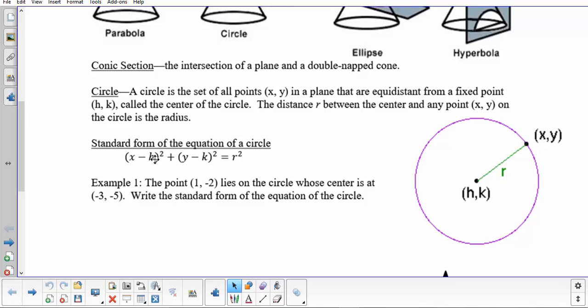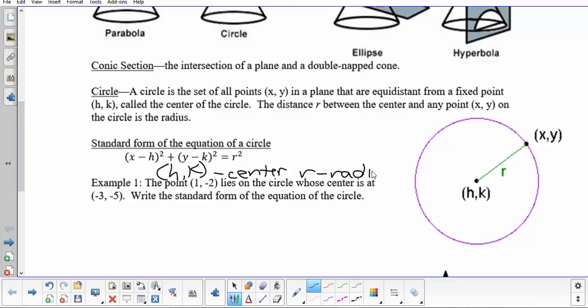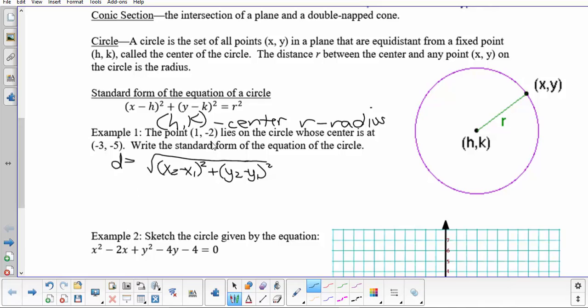You should be familiar with the standard form of the equation of a circle from geometry. So the standard form of the equation of a circle is (x minus h) squared plus (y minus k) squared equals r squared. Remember, the center is (h, k), and r is the radius. If you need a refresher, the distance formula is the square root of (x2 minus x1) squared plus (y2 minus y1) squared.